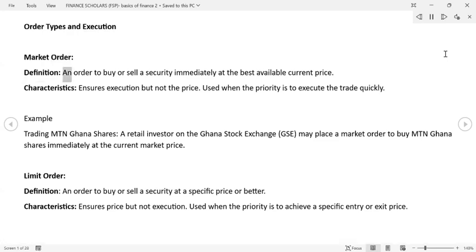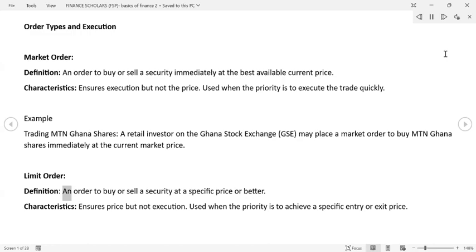Market order. Definition: an order to buy or sell a security immediately at the best available current price. Characteristics: ensures execution but not the price. Used when the priority is to execute the trade quickly. Example: trading MTN Ghana shares, a retail investor on the Ghana Stock Exchange, GSE, may place a market order to buy MTN Ghana shares immediately at the current market price.